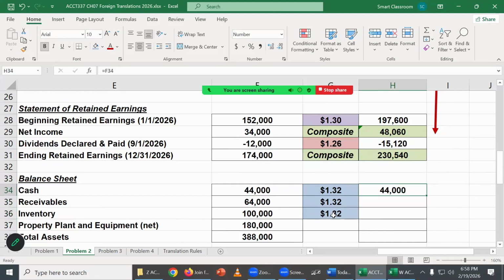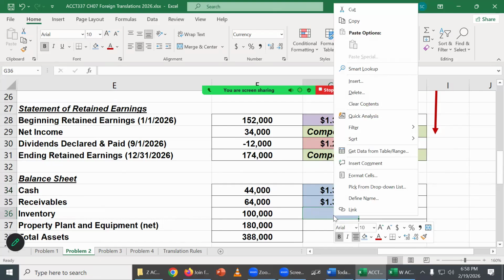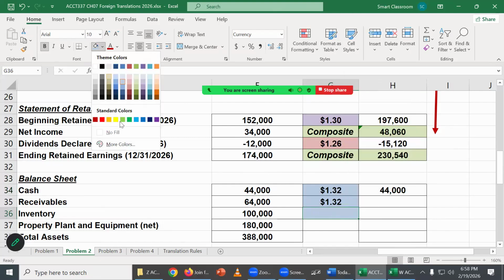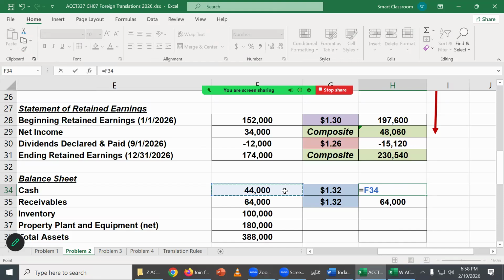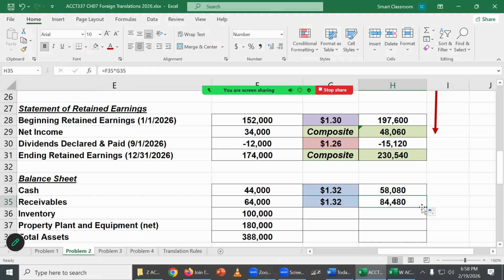Oh, I did this wrong. That right there is wrong. I would say that I was testing you, but I actually just did it wrong. And I did this wrong too. Okay, so first, this should be the same as the other one. Cash is $58,080. And receivables are 84,480. And that should be exactly the same as before.